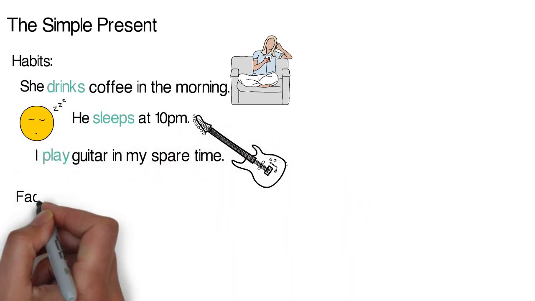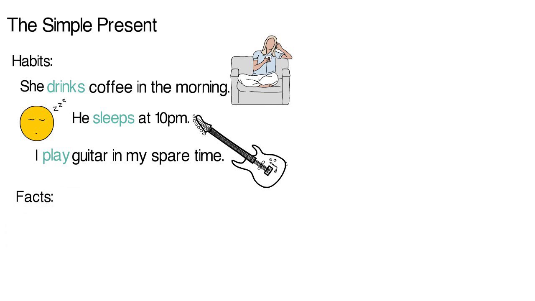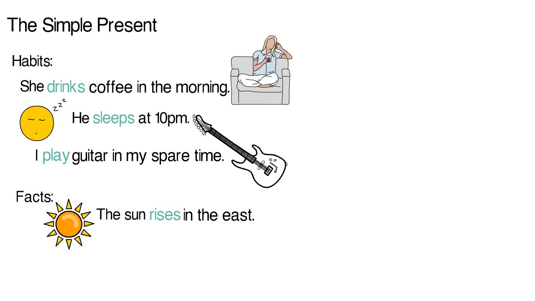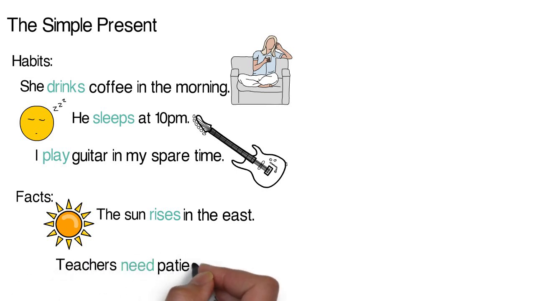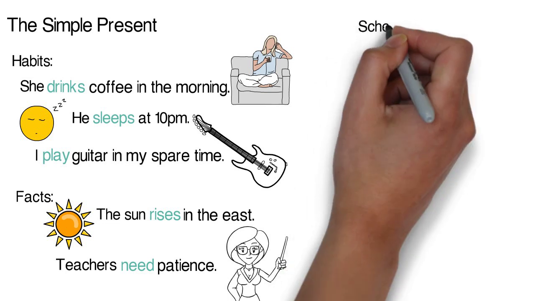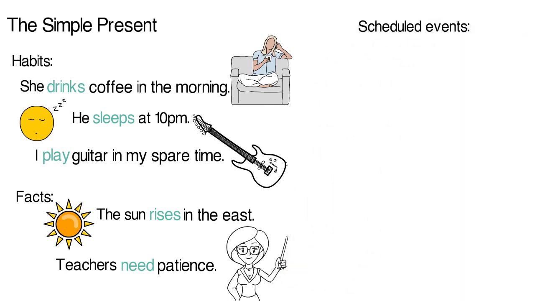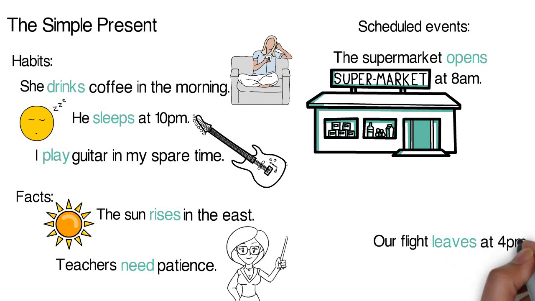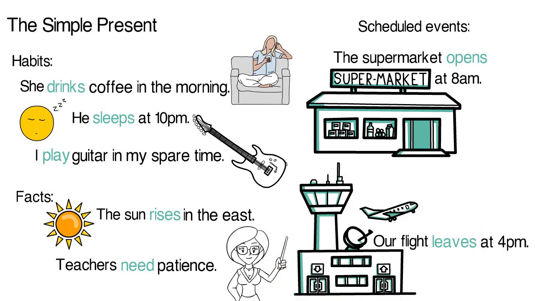We also use it for facts. Things like, the sun rises in the east. Teachers need patience. Finally, we use it for scheduled events, and these are things that happen on a schedule. The supermarket opens at 8 a.m. Our flight leaves at 4 p.m.